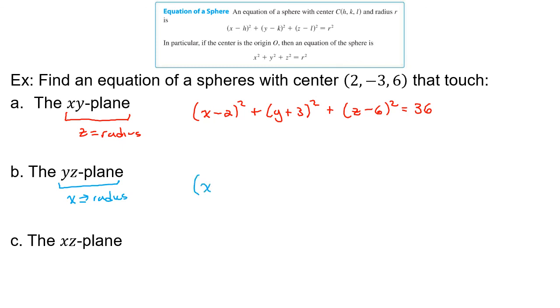And so I'll have, the first part is going to be the same on all of them. The center is not changing. So x minus 2 squared, y plus 3 squared, z minus 6 squared. But now I'll have it be equal to 4. That would be my x value.